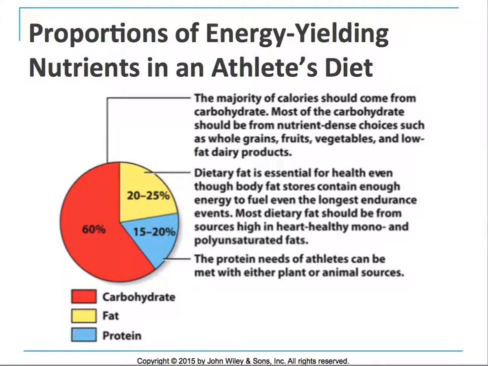Proportions of energy yielding nutrients in an athlete's diet. This is right from your text. I'm not going to read through the whole thing because it is just reiterating stuff from the previous couple of slides. You'll see this is just an example of an athlete's diet where 60% of their total calories come from carbohydrate, 20 to 25% come from fat, and 15 to 20% are coming from protein.